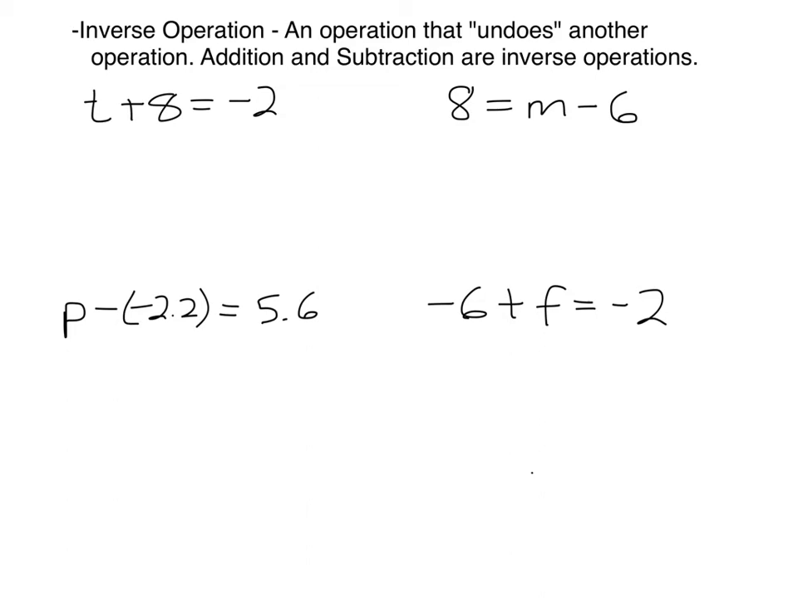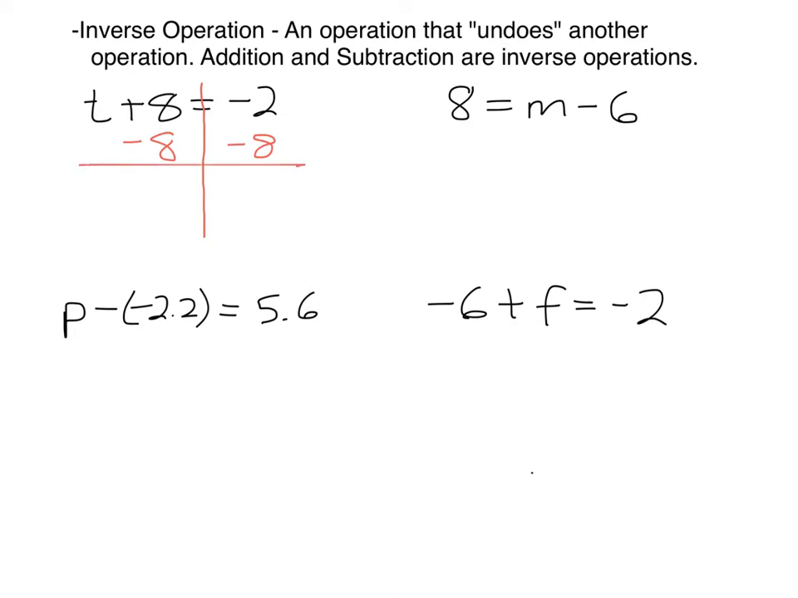For instance, in my first equation here, t plus 8 equals negative 2. Because I see t plus 8 in the equation, I want to use the inverse of addition to isolate the variable t, to solve for t. So because it says plus 8, the inverse operation of addition is subtraction, I'm going to subtract 8. And whatever I do on the left side, I can do on the right side to make sure that the equation stays equivalent, stays true.